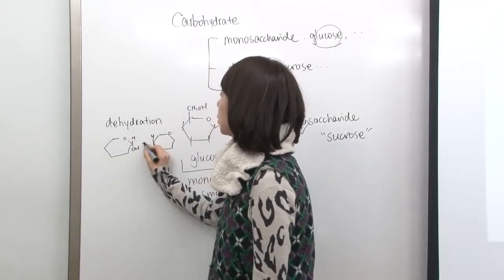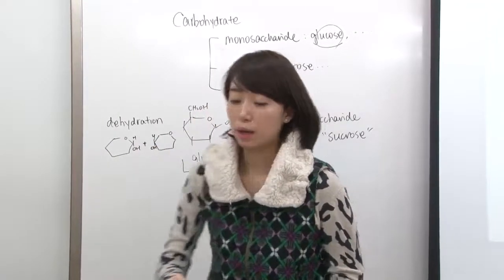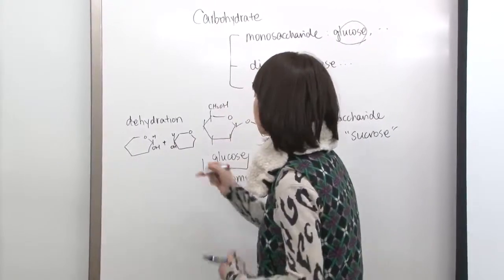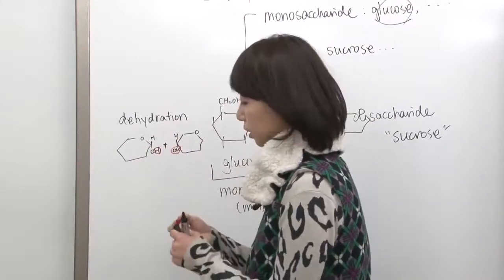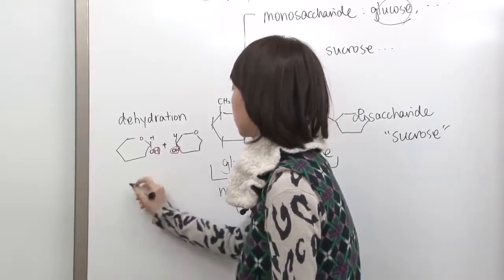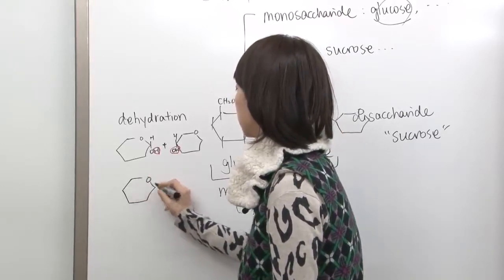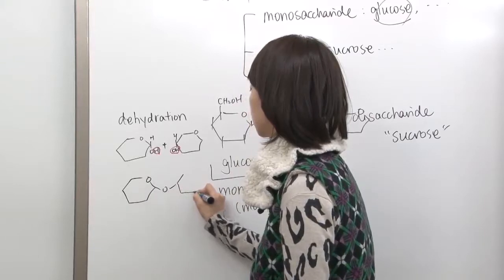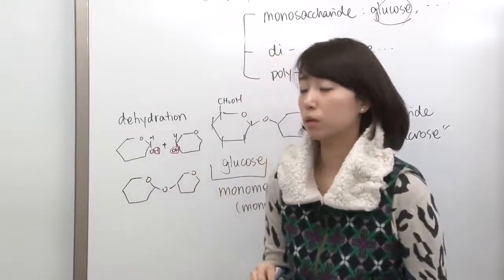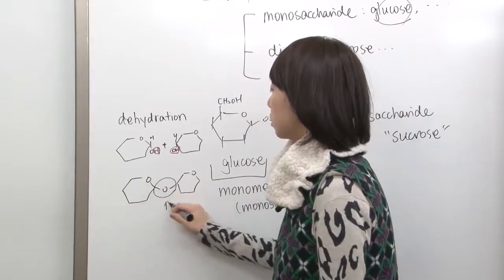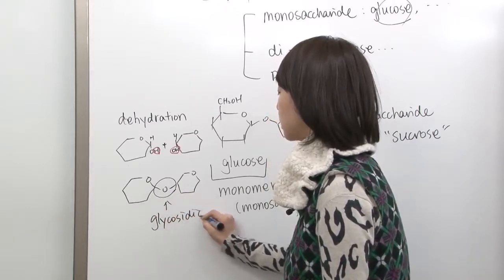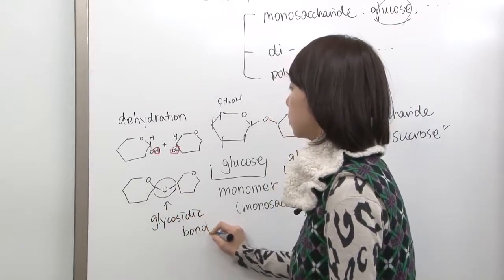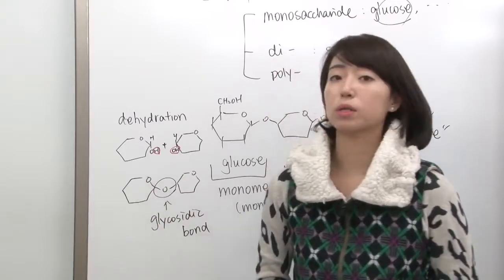Okay, so when two monomers come together, they lose a water molecule and form a linkage here, like this. Know what I mean? This kind of linkage is called a glycosidic linkage, a glycosidic bond, that is only existent within a disaccharide or polysaccharide.